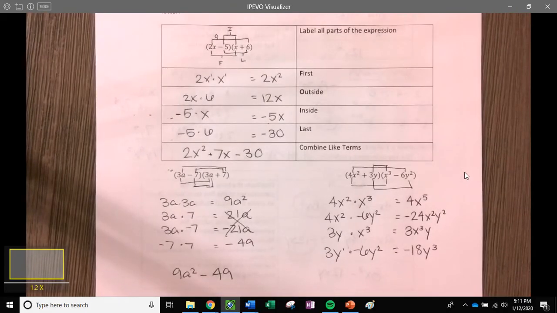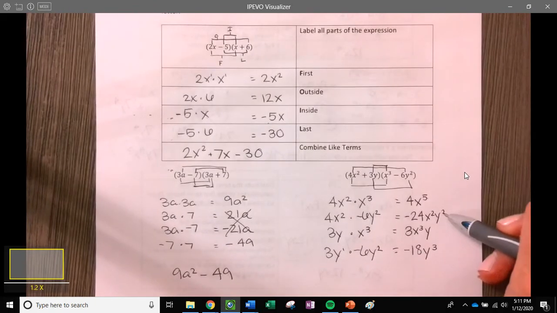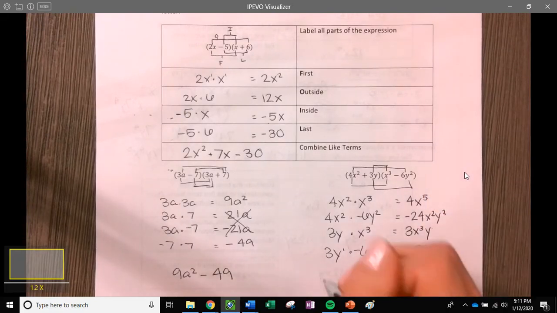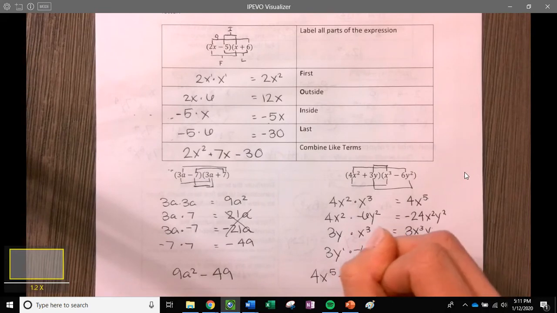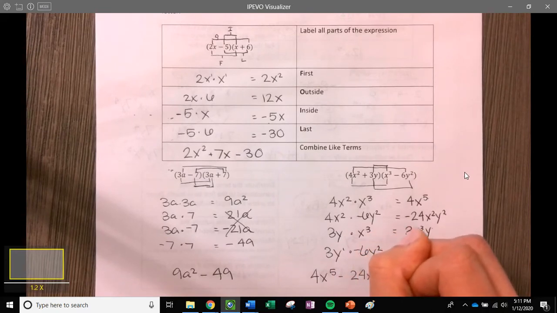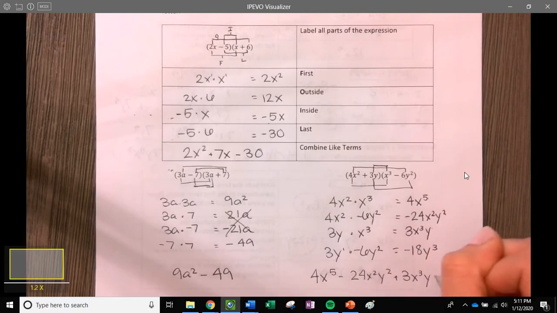So let's put this whole thing in descending order. I've got a 5th degree, a 4th degree, a 4th degree, and a 3rd degree, so I'm just going to go right down the line as it is here. 4x to the 5th minus 24x squared y squared plus 3x cubed y minus 18y cubed.